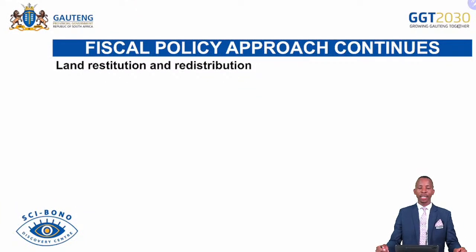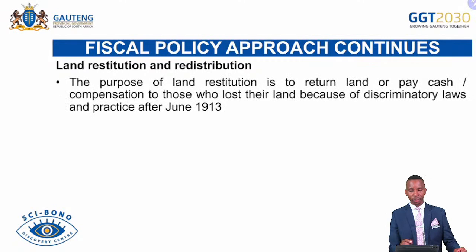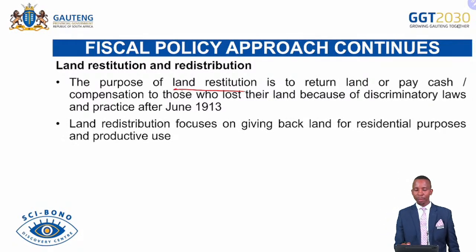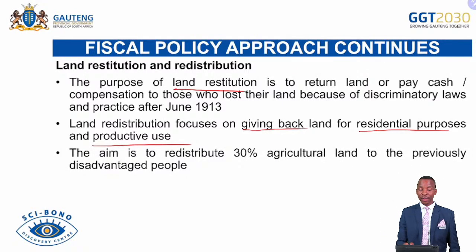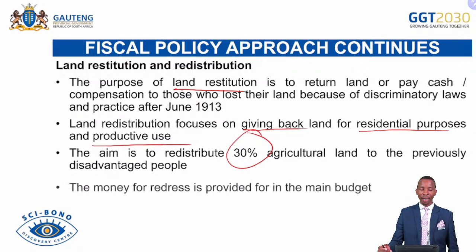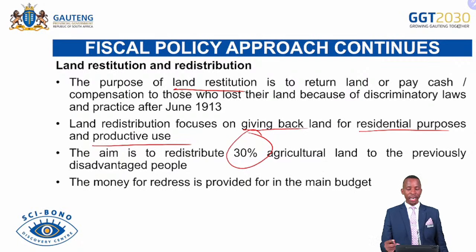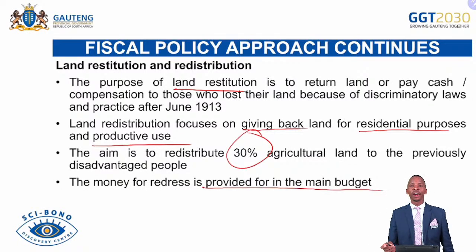Land restitution and land redistribution. The purpose of land restitution is to return land or pay cash compensation to those people that lost their land forcefully. Land redistribution focuses on giving back land for either residential purposes or productive use within society. The aim is to redistribute about 30% of agricultural land to previously disadvantaged people in society so that they can plant and live better. The money for redress is planned through the main budget in the country. So it's budgeted for by the government to ensure that land restitution and land redistribution are successfully taking place in the country.